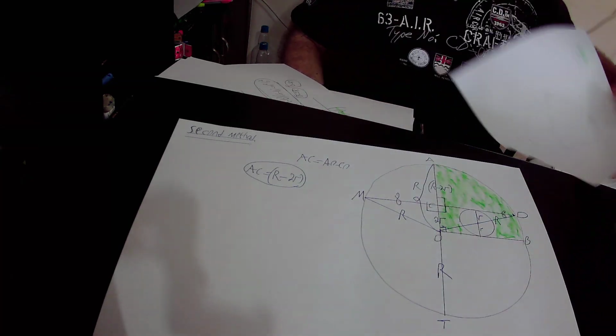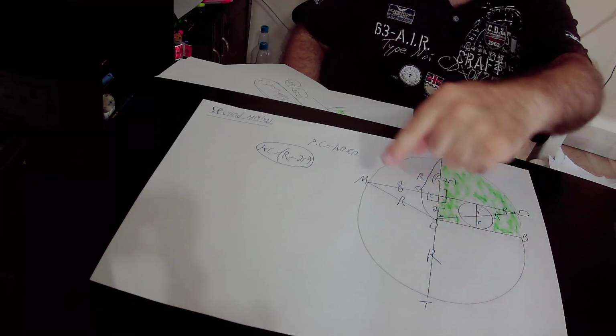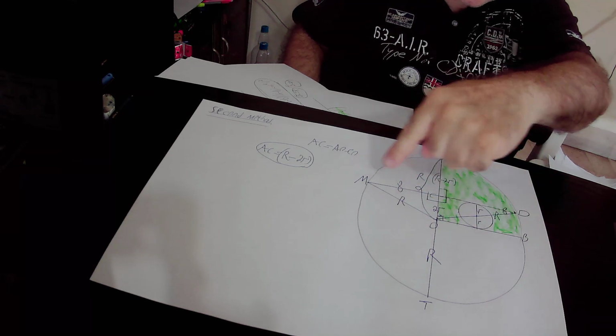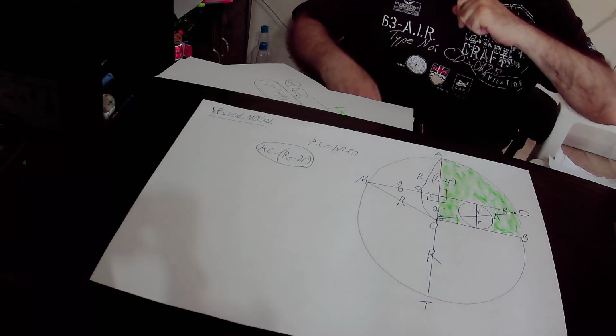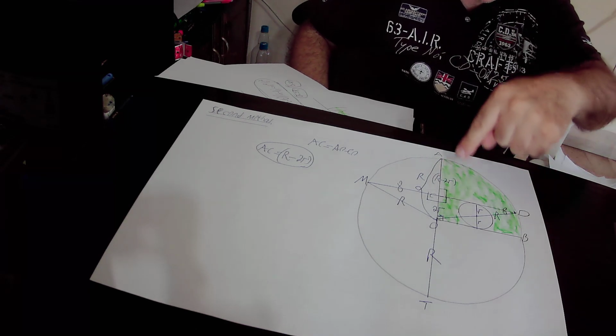We can implement rule number 11 in our drawing, because we have chord AT that intersects with chord MD at point C. Again, chord AT intersects with chord MD at point C. Therefore, according to rule number 11, we get that MC times CD equals AC times CT.